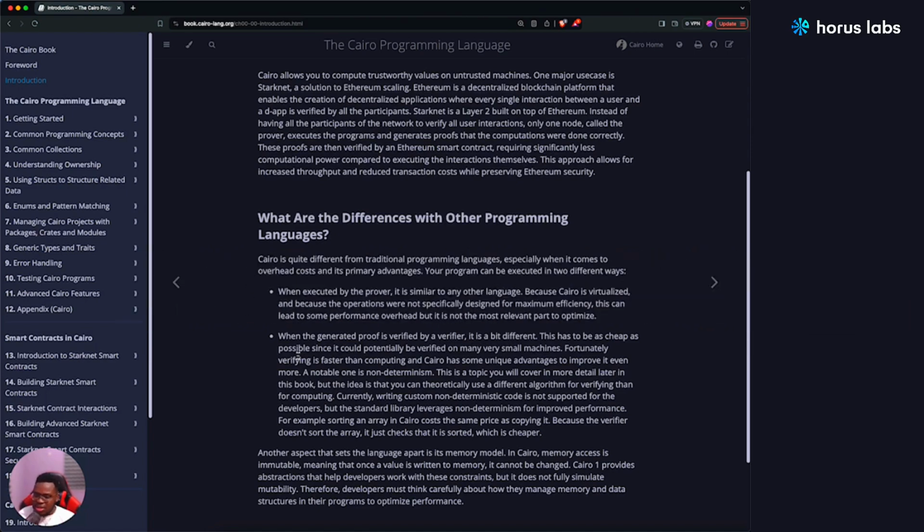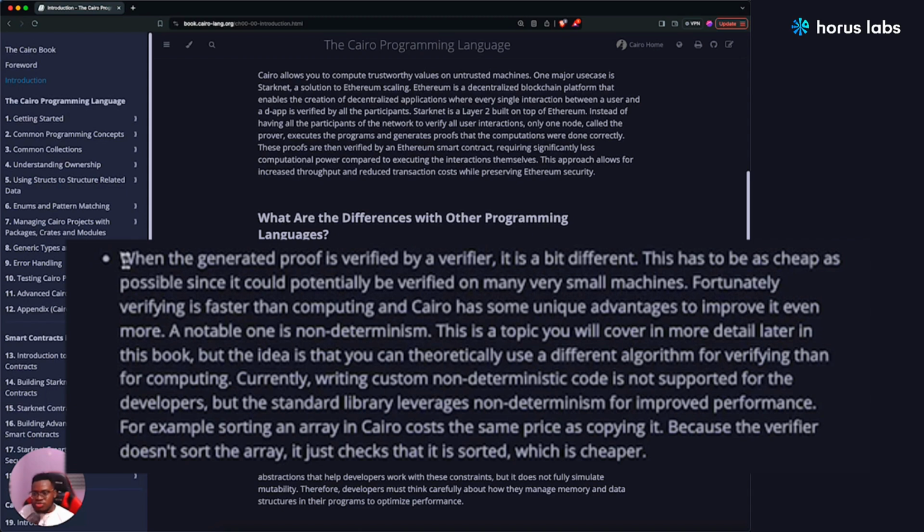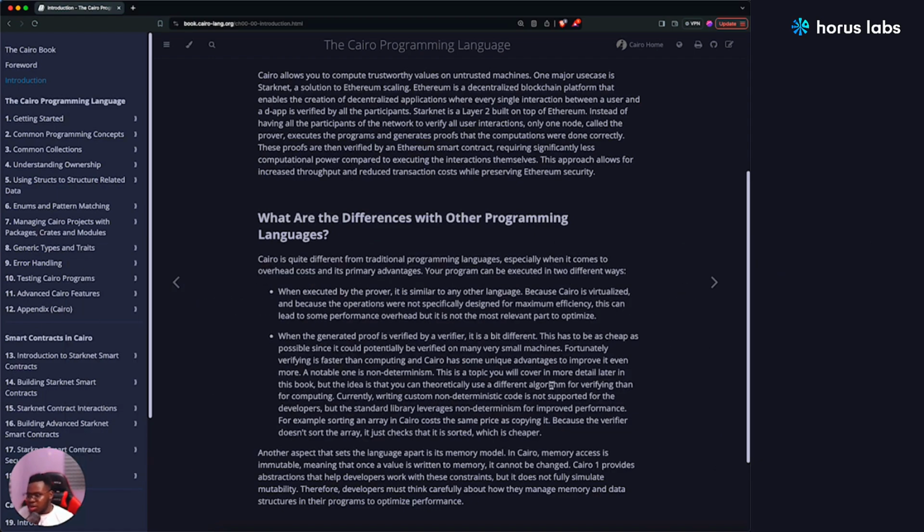Let's take a look at the second difference, which is of more importance to me. It says when the generated proof is verified by a verifier, it is a bit different. This has to be as cheap as possible, since it could potentially be verified on many very small machines. While it might require a little computation overhead to generate a proof, the verification is super easy and can be done on very small machines that don't have a lot of computation power.